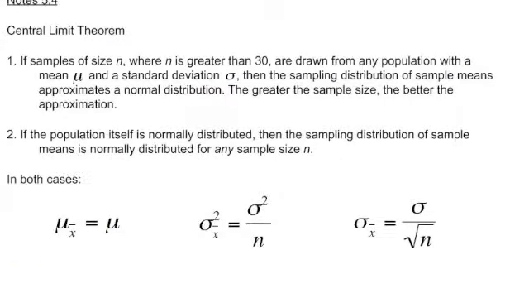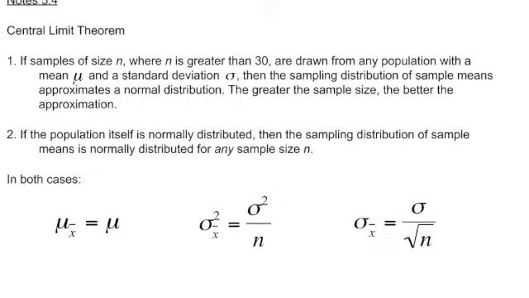And this leads into the central limit theorem. This is the big theorem in statistics that allows us to do a lot of the inferences that we do, taking a sample and then making some inferences or drawing conclusions about the sample that we can generalize to the population. So if samples of size n, where n is greater than 30, are drawn from any population with a mean mu and a standard deviation sigma, then the sampling distribution of sample means approximates a normal distribution. Right? So the greater the sample size, the better the approximation.